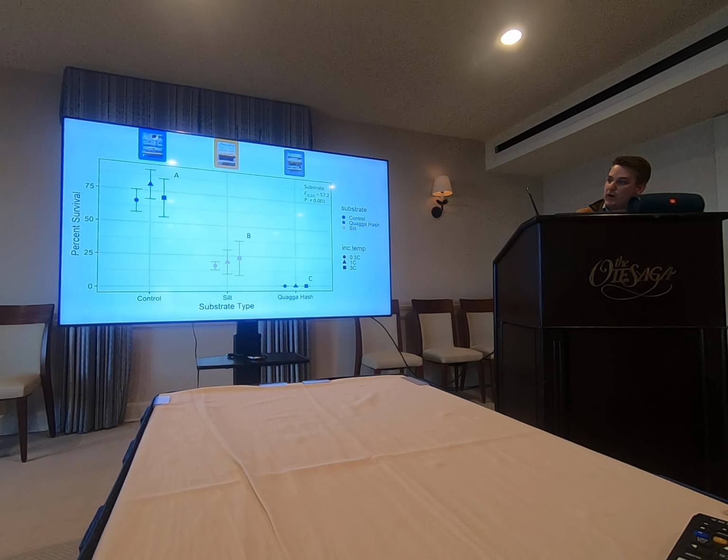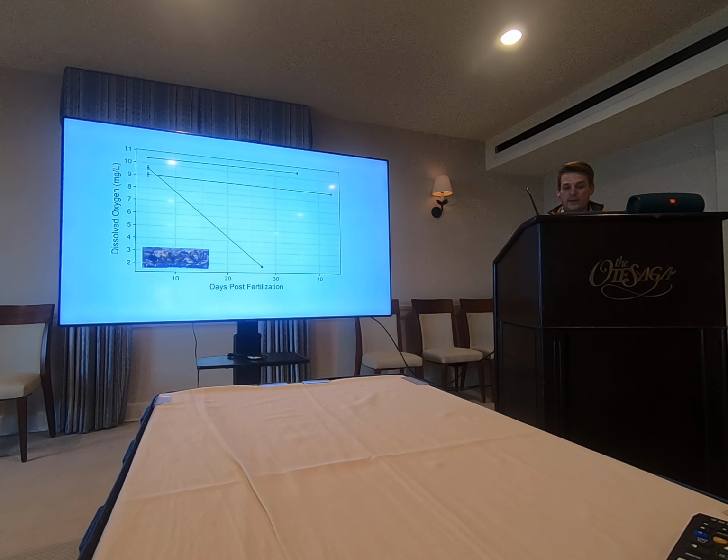When we looked across different temperatures from 3 to 0.5, there was really no significant difference. But when we looked across substrate types, there was a significant difference from our controls down to our silts. And then our quagga hash actually had 0 survival. Out of all of our replicates and all of our treatments, not a single egg survived to IUP. So what happened there? And this is what happened there.